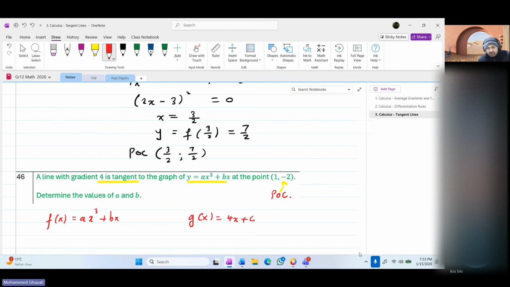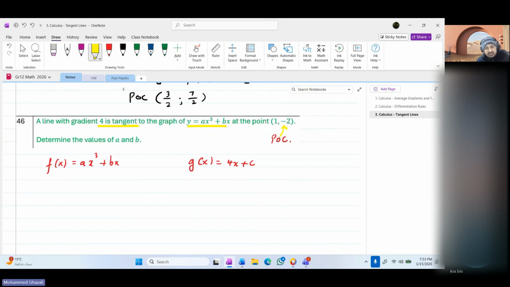Right, we only want to find the values of a and b. Now, question is, how did we get 4? To get 4, we need to differentiate this. So we're going to say f prime x, which is equal to, what is f prime x?